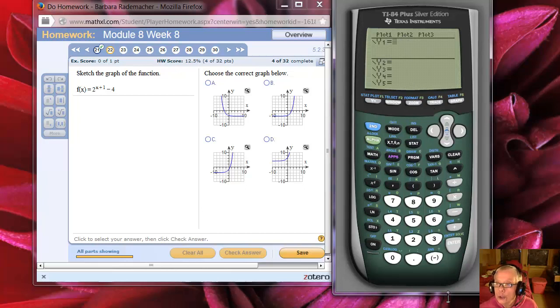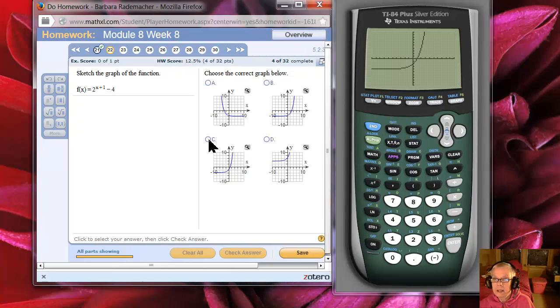All right, 2 caret x plus 1, right arrow, minus 4, graph. I believe that's it, C. Maybe not.